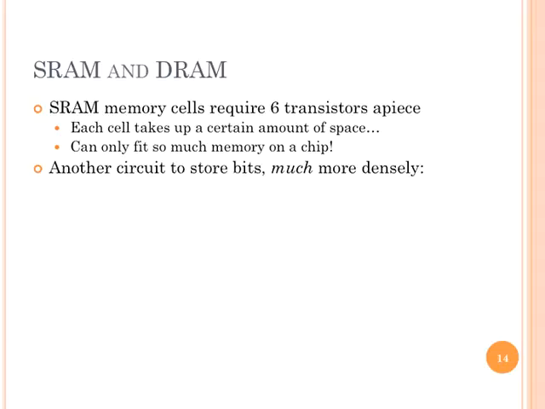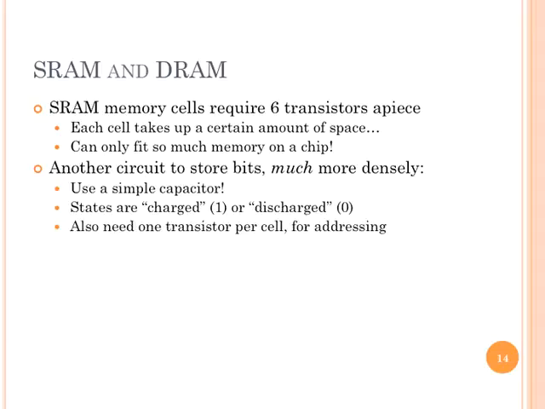What does dynamic RAM use for storage? Yeah, it just uses a single capacitor. The capacitor is either charged or discharged, and that is how we store information. Okay. Now we also need a transistor so that we can actually activate that cell. So we need to be able to turn it on or turn it off so that we can read whether or not the capacitor is charged.